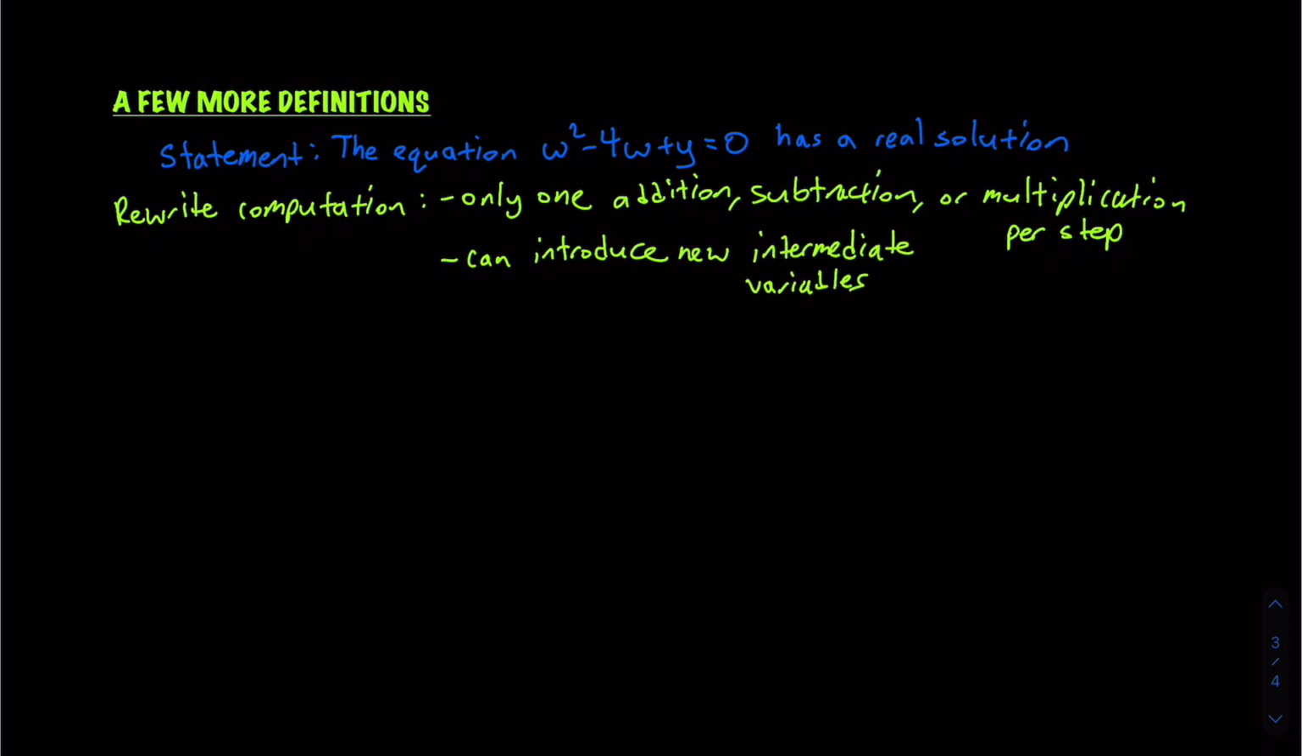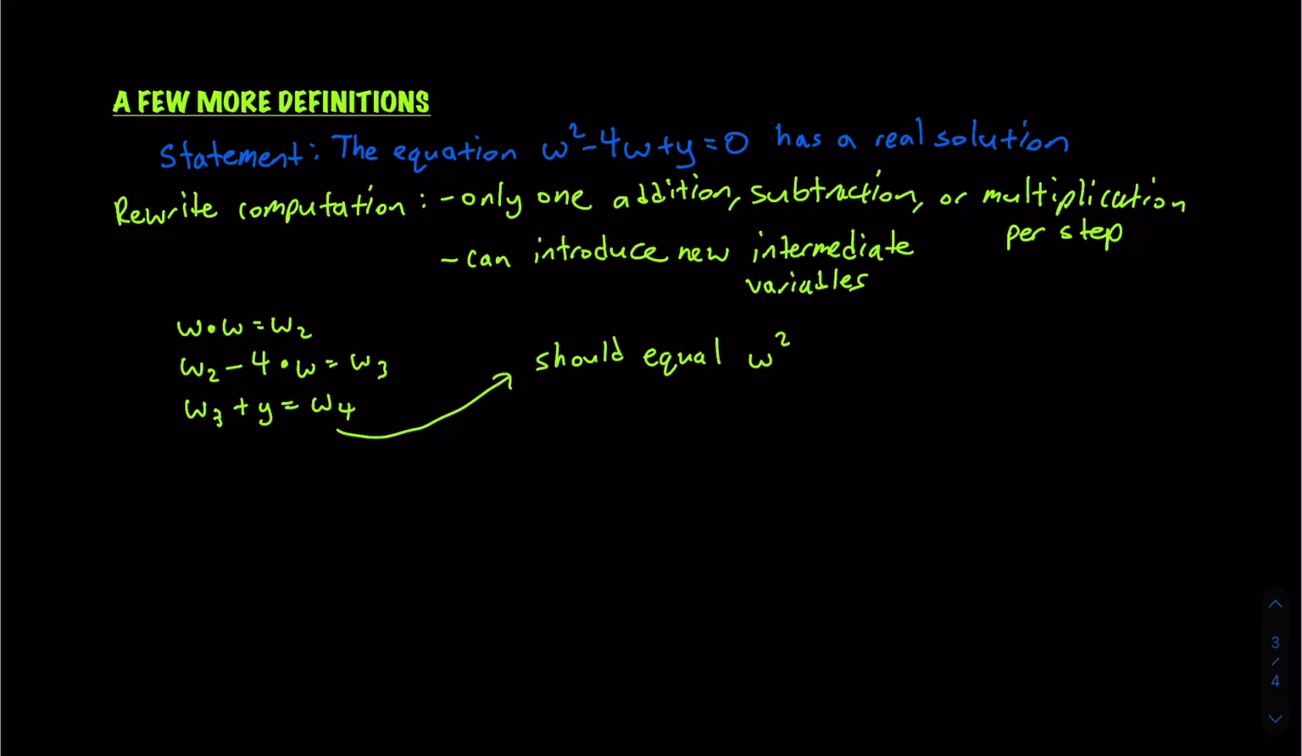w times w equals w2, w2 minus 4w equals w3, w3 plus y equals w4. Take a moment to look at this. What we've done is simply split the original equation into smaller pieces and define intermediate variables w2, w3, and w4. If the correct values for w and y are provided, and the steps are computed correctly, w4 will equal w squared minus 4w plus y. Can you see that they're equivalent? This set of equations that defines the computation is called a circuit.